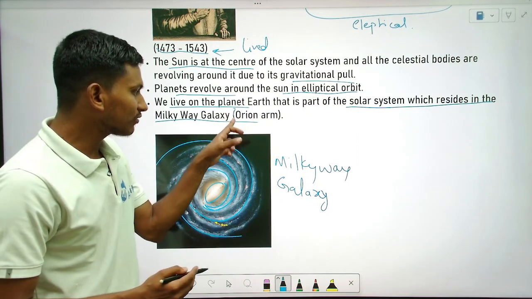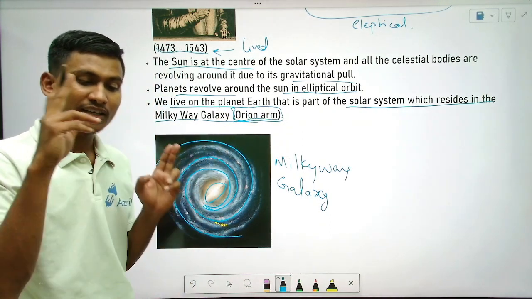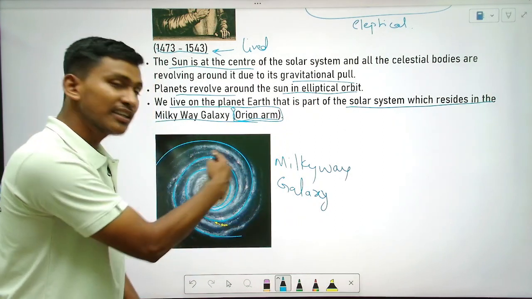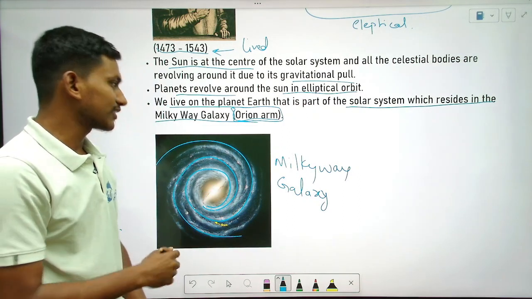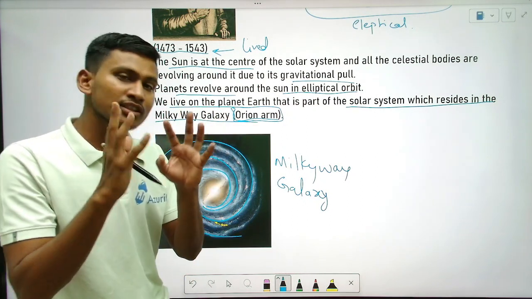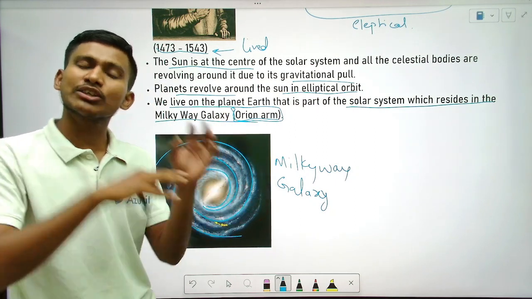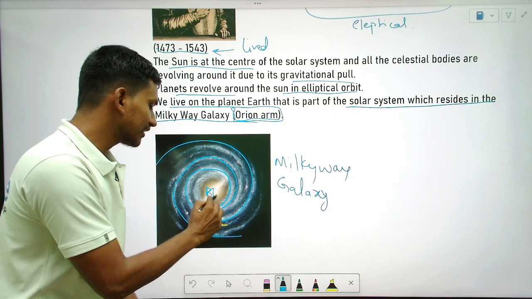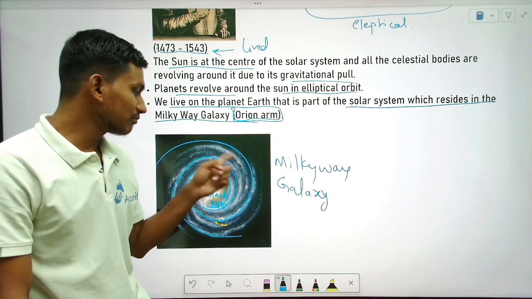Which arm? The name of that arm is the Orion arm. What is the name of that arm? The Orion arm. And the solar system and the sun, everything revolves around this center, around the galaxy's center. Okay, remember that. Just for your information, I have added this. The earth revolves around the sun, and our solar system, the sun, everything revolves around the galaxy's center. In the center there is a black hole, and that is holding the whole Milky Way galaxy.